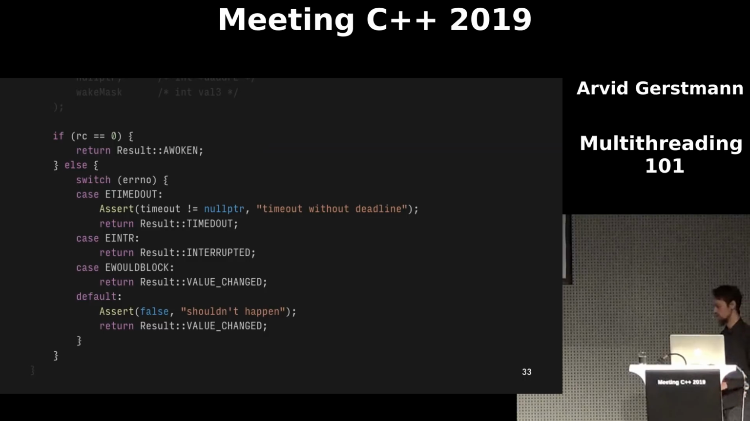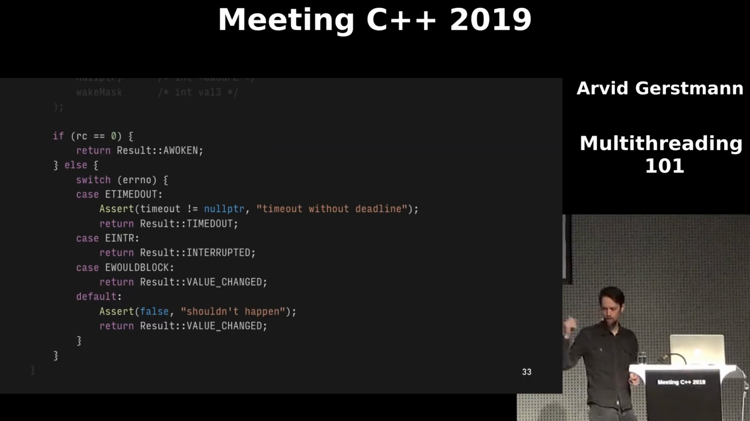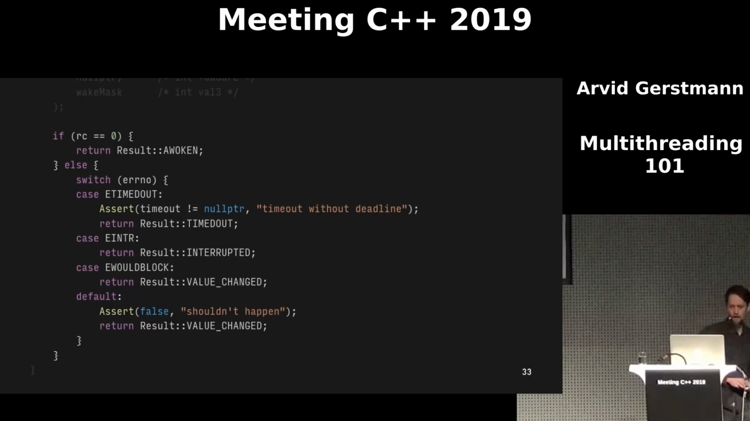Then we're just converting all the return values we're getting back to our previously defined enum. And we're also asserting based on a couple cases which actually shouldn't happen. And this is pretty straightforward.